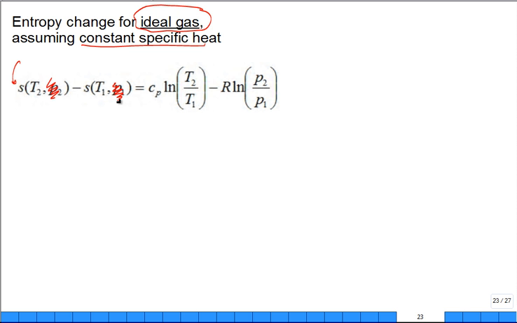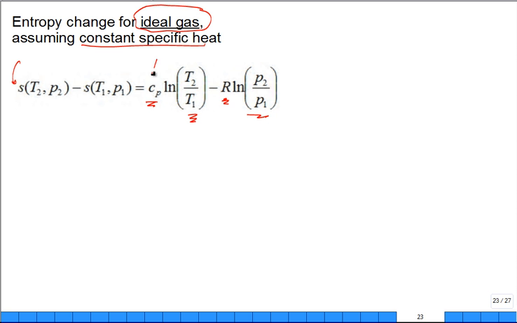For an incompressible substance, you're right. Steam, you're wrong. Ideal gas, you're wrong. It's a function of temperature and pressure. That's an observation. Please make it. Take a look at the pattern here: C sub P natural log T2 over T1 minus R natural log of P2 over P1.